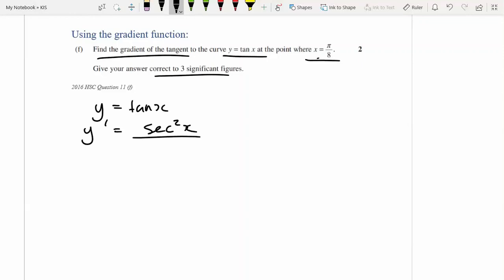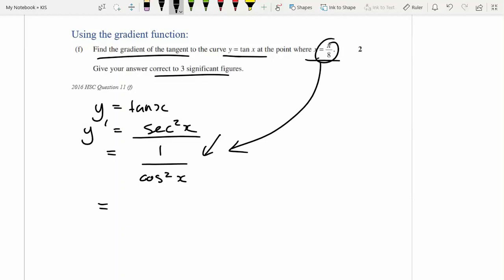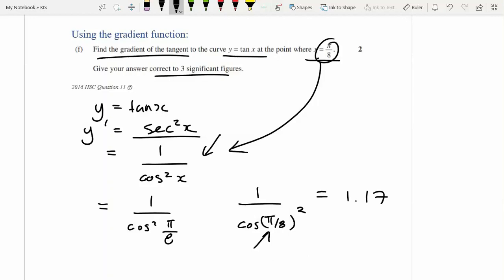Okay, so now that we've got the derivative, I'm going to rewrite that as 1 over cos squared x, just because this is easier to put into the calculator since they've asked us to do it to 3 significant figures. All I need to do now is substitute this value into that and put it into the calculator. So 1 over cos squared pi on 8. If you want to put that into the calculator, it should be 1 over cos pi on 8, and then I believe if you put the closed bracket and then the squared, that squares the entire function, not just that. So that should give you the correct answer, and that should be 1.17, correct to 3 significant figures.